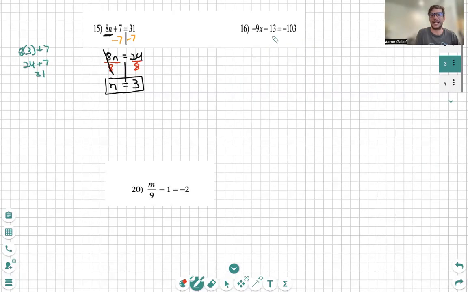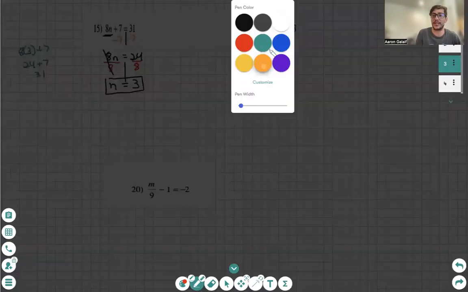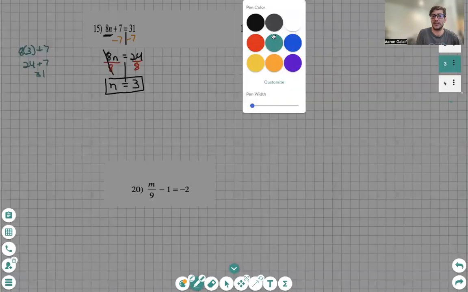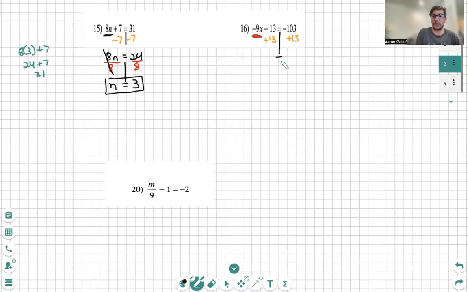Negative 9x minus 13 is equal to 103. What we need to do is get the negative 9x by itself first. So we're going to need to move the 13 to the other side. Well, I see it's a minus 13, so the opposite of that will be to add 13 to both sides. We will draw our line to separate our equal sign. 103 plus 13 is 90... and we will bring down the negative 9x here, like so.